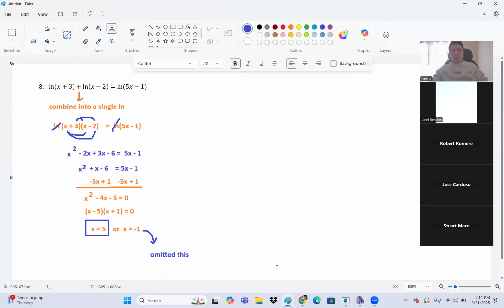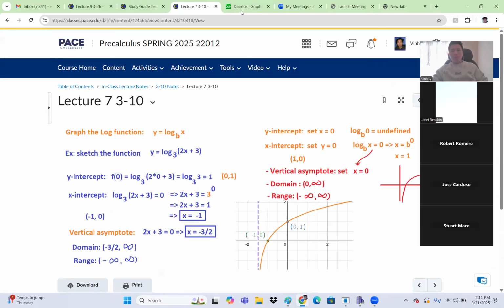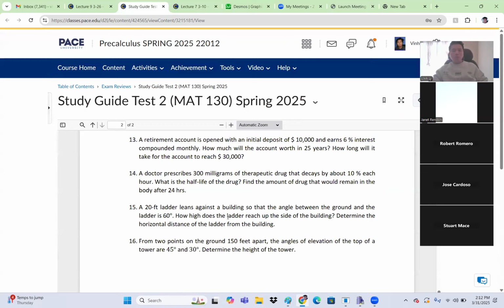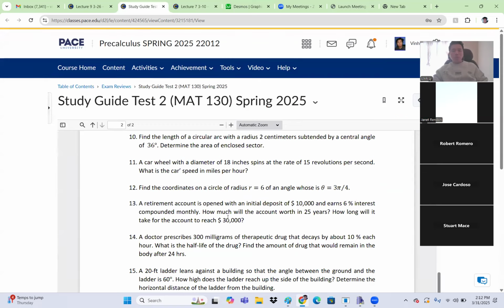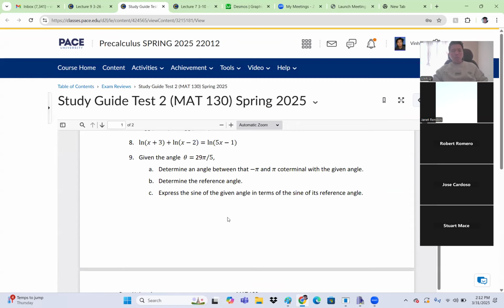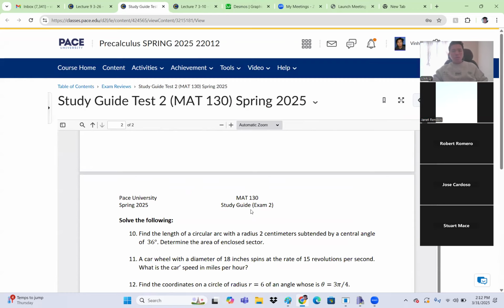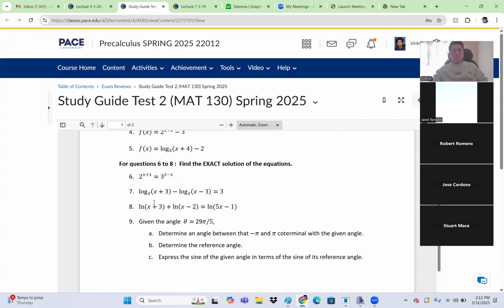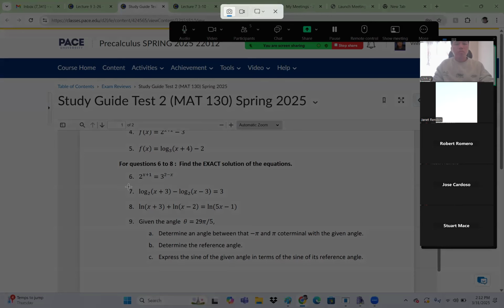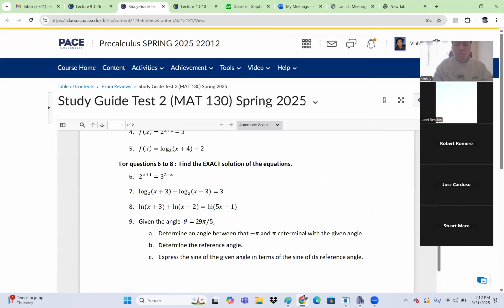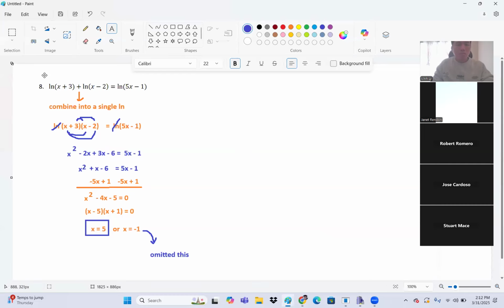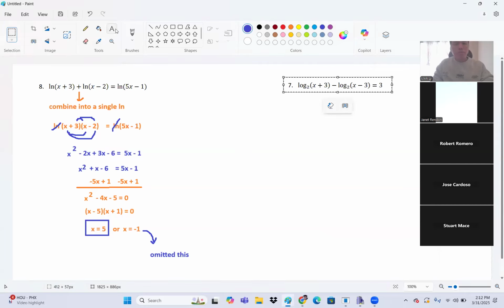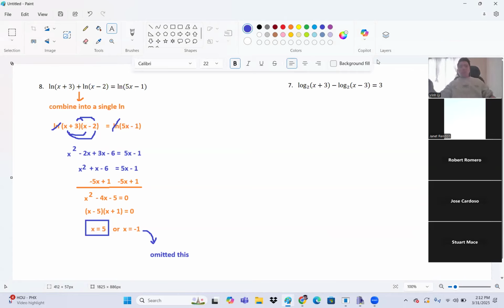Anyway, so we're going to continue on the second part of the exam review. So let me go over that. All right, so let's do question number 7. So this one's kind of tricky. Then we're going to combine them as well.